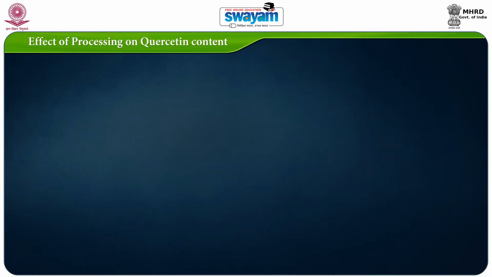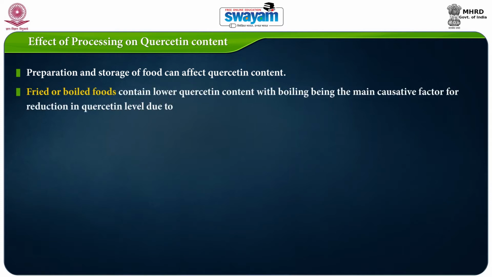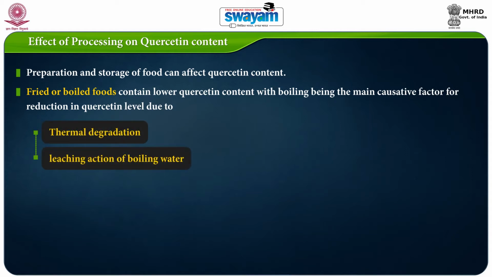Learners, let's now understand the effect of processing on quercetin content. Preparation and storage of food can affect quercetin content. Fried or boiled food contains lower quercetin content, with boiling being the main causative factor for the reduction in quercetin level due to the thermal degradation and leaching action of boiling water.